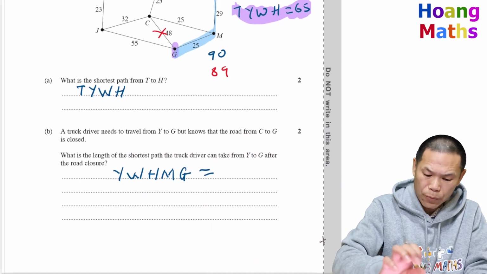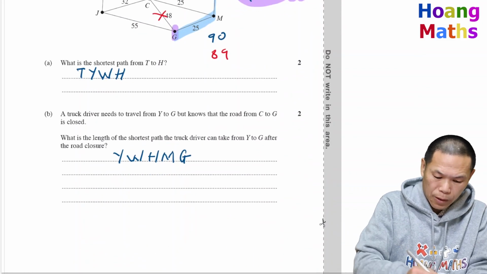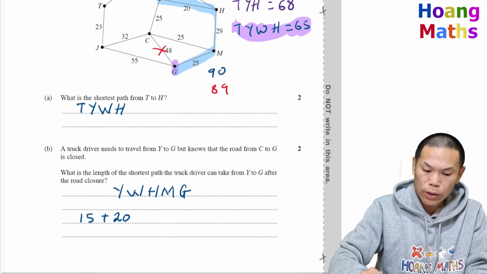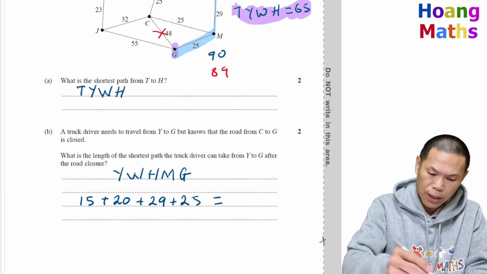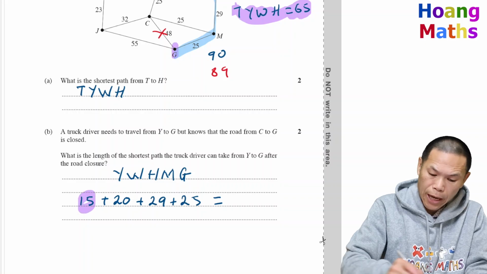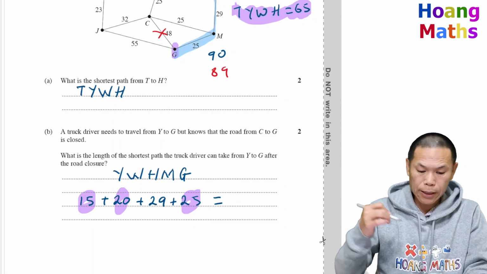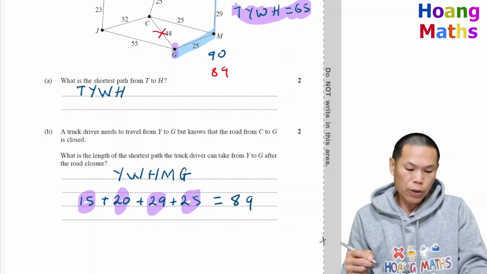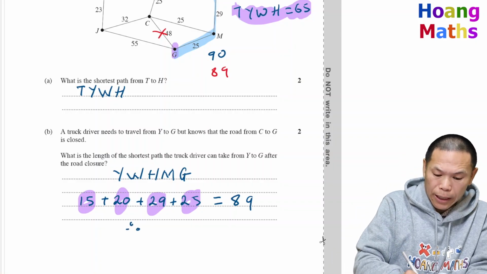And the length is, so we just add them up. Got to show working out. So let me just write this underneath. So 15 plus 20, and then we add 29, add 25. That will give us, these added together 30, and this gives me 40. Add these together gives me 60, and 89 altogether. So the answer is the shortest path is 89 kilometers.